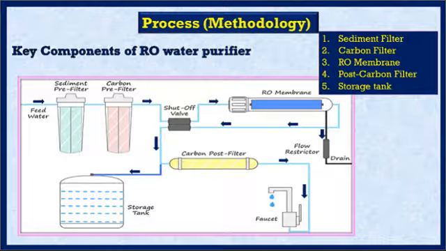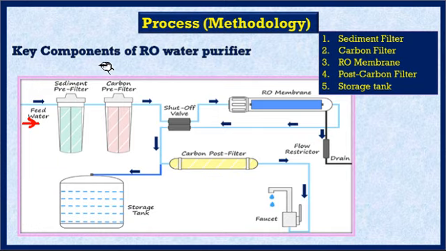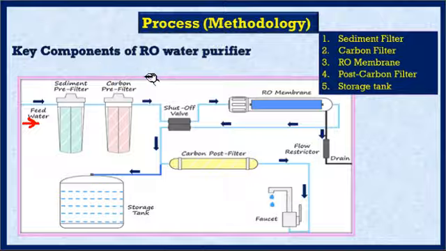Now, how is the process carried out in this purifier? First of all, the raw water is supplied from the normal tap to the RO filter, in which the water passes through the sedimentation filter and the carbon pre-filter. In both these filters, all the larger impurities, turbidity and other impurities like bad taste and odor are removed. After passing through these filters, the water is passed to the RO membrane filter.